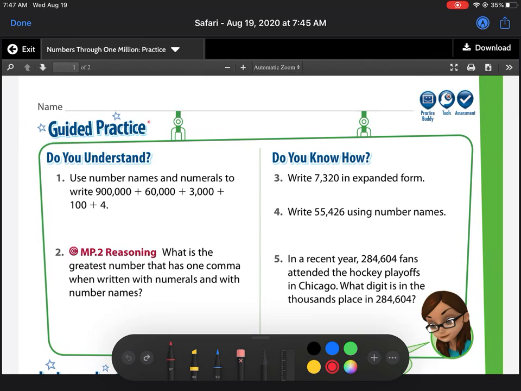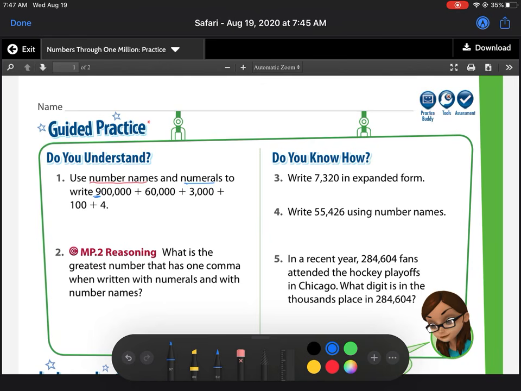So here it's asking me to do two things. It's asking me to use number names, but it's also asking me to use numerals. So numerals meaning I write that number out. So here, let's do my numerals first, and you'll see why after.